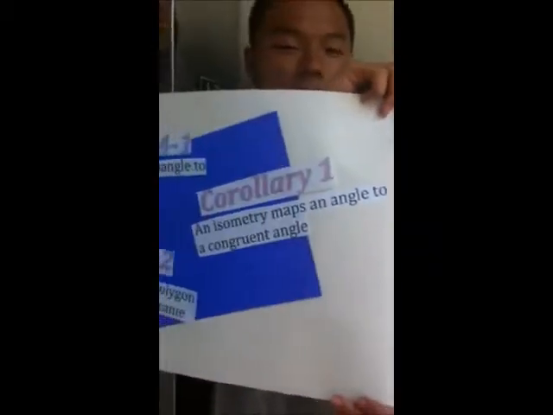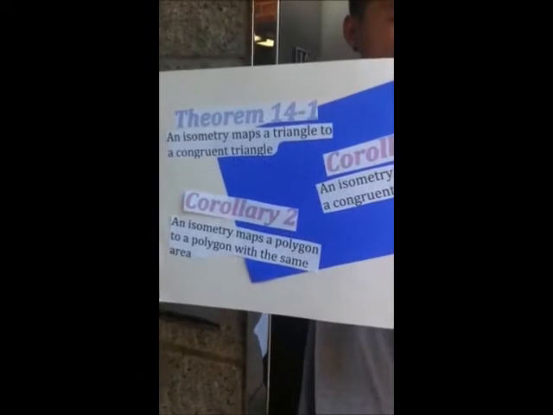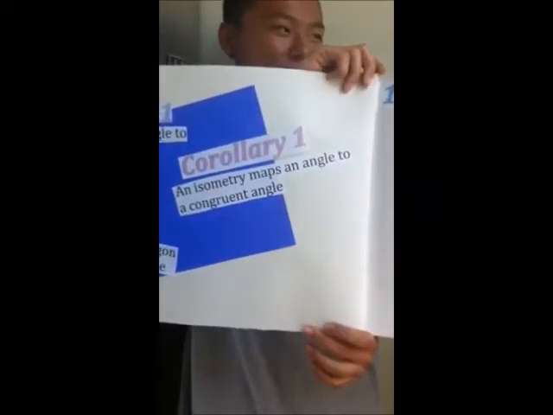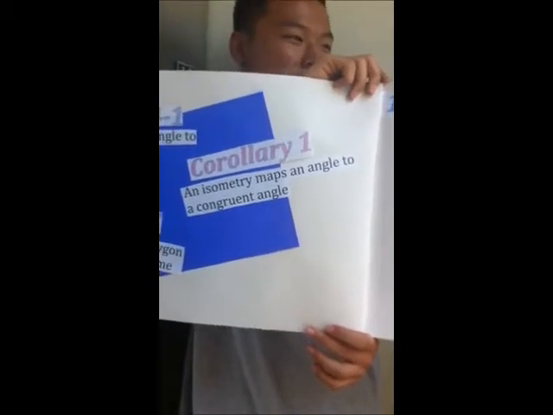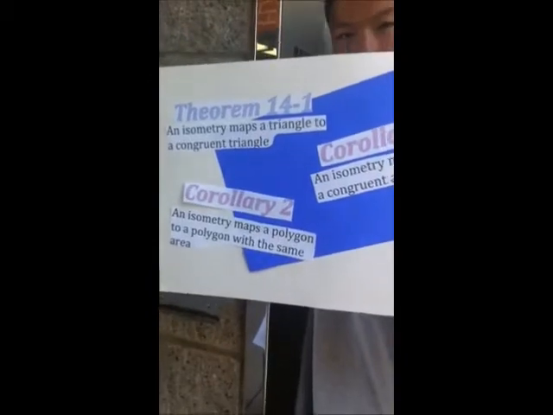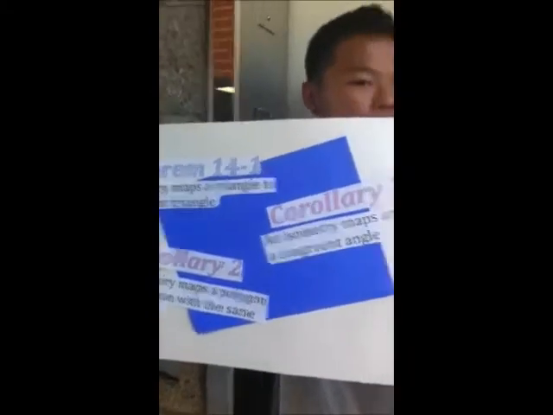Congruence mapping and isometry. So this chapter has a theorem, theorem 14.1, an isometry maps a triangle to a congruent triangle. Corollary 1, an isometry maps an angle to a congruent angle. Corollary 2, an isometry maps a polygon to a polygon with the same area.